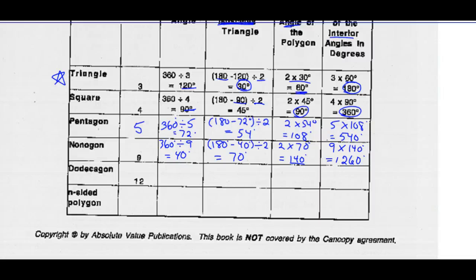So I would like you to do a 12-sided figure. Pause the recording, do the 12-sided figure, and then restart it, and we'll do the n-sided figure together. All right? Away you go, pause it, and do the dodecagon by yourself.